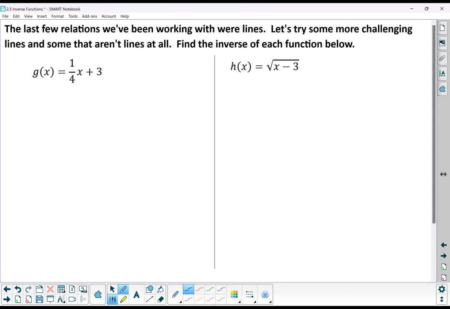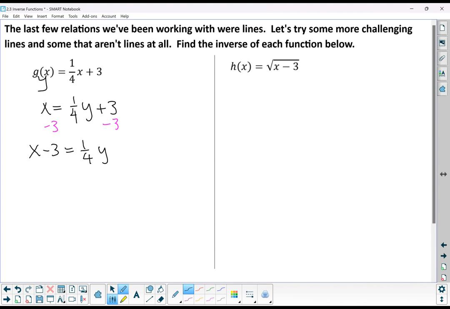We want to find the inverse of function g. So remember, this is our y. So we're going to switch the x and y. Everything else in the equation remains the same. That is our inverse. We just need to solve for y to put it in function notation. So we have x minus 3 is equal to 1/4 y.